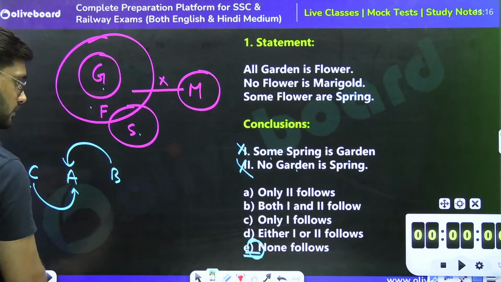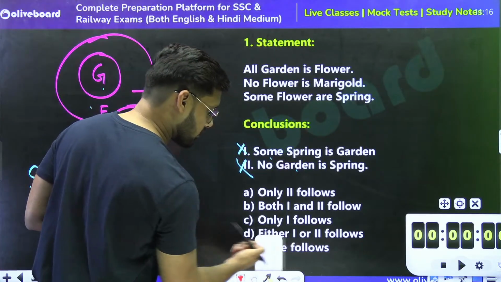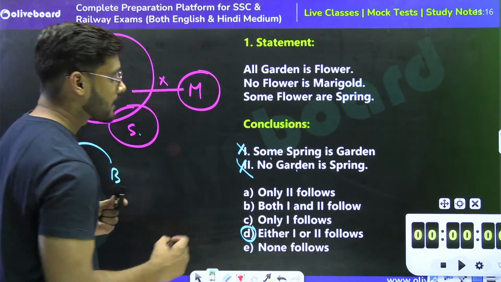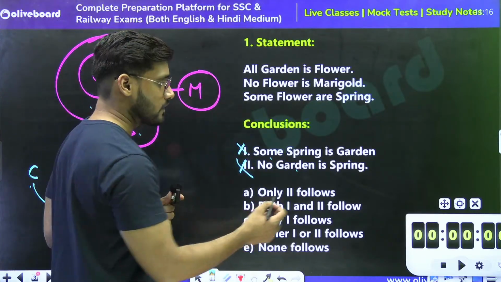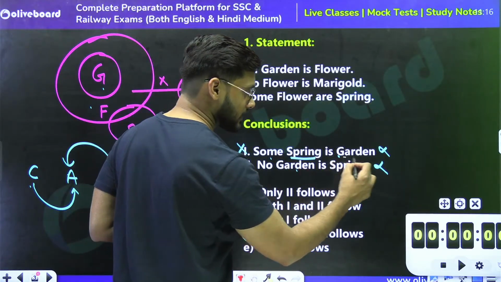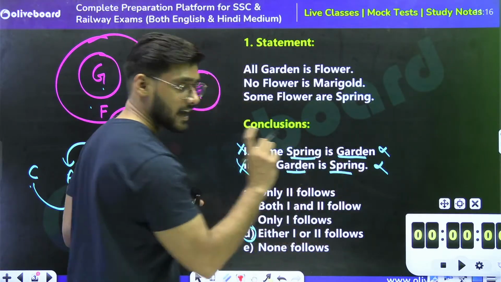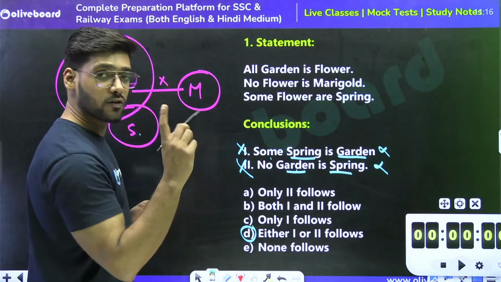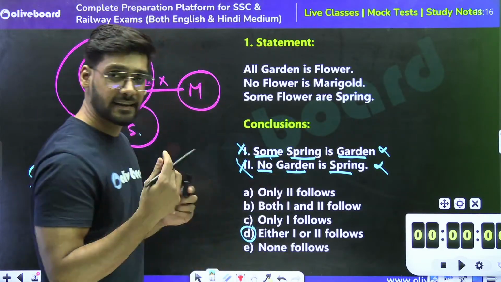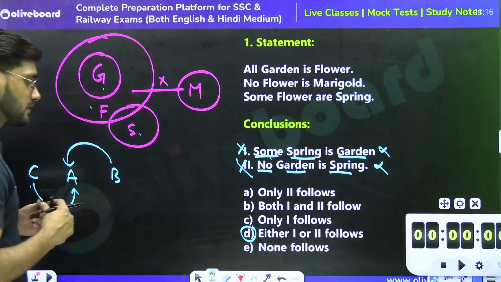In the previous question, actually, this was not the none follows. It should be either or. Why? Because they are following the condition of either or. Both the conclusions are wrong, the elements are same, spring and garden, garden and spring, and one complementary pair of either or is there, that is some and no. Hence this follows the condition of either or.